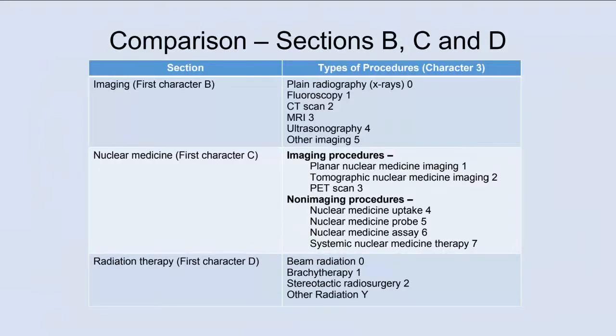So let's look at the difference between imaging, nuclear medicine, and radiation therapy. So in imaging, you have plain radiography, which is X-rays, fluoroscopy, CT scan, MRI, ultrasonography, and other imaging. In nuclear medicine, you have some that are imaging procedures and some that are not imaging procedures. And then in radiation therapy, you have beam radiation, brachytherapy, stereotactic radiosurgery, and other radiation. So these can be kind of confusing, but they're very specific.